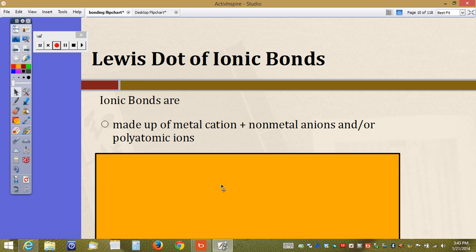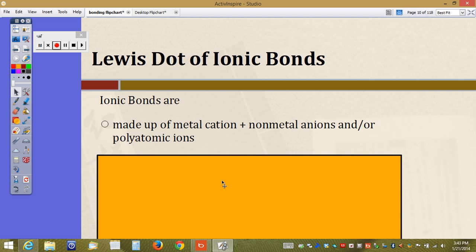Ionic bonds are made up of a positive metal cation and a non-metal anion. Remember, cations have a positive charge, anions have a negative charge. You might have a polyatomic ion in the place of one or both of these ions.